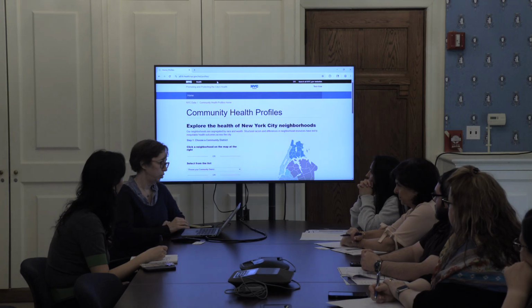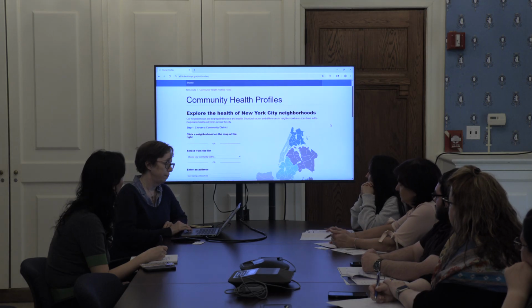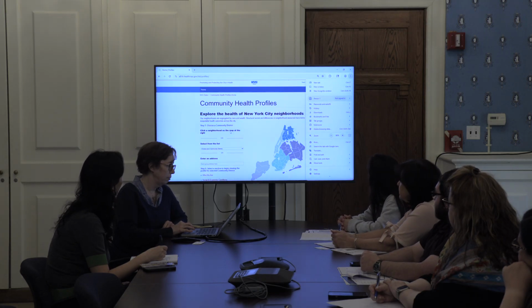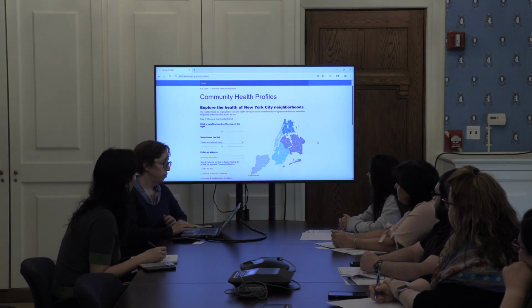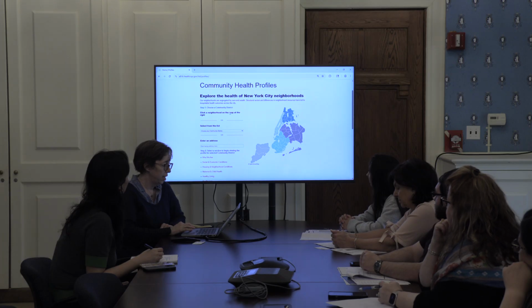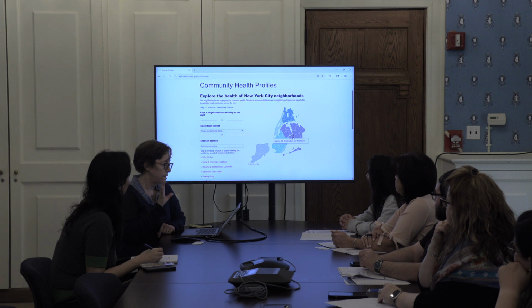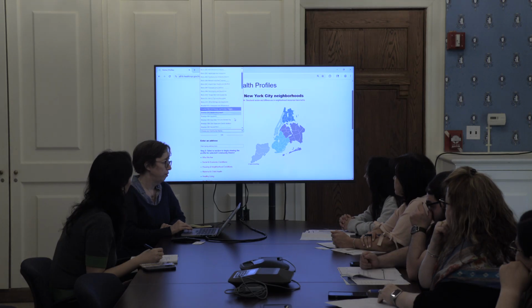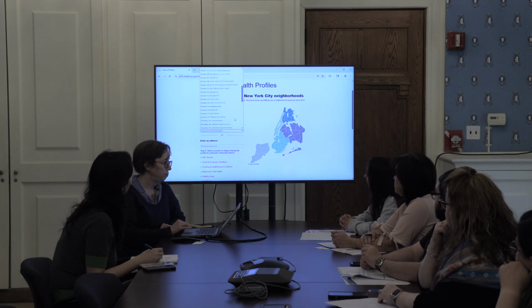nyc.gov/health/profiles is the address you would go to access the profiles online. I will zoom out a little bit so you can see more of it. So, community health profiles. Step 1 is to choose a community district. We can click a neighborhood on the map. If you hover over the map, it will pop up with the name of the neighborhood, or you could select from a list, listed by borough: Bronx, Brooklyn, Manhattan, Queens, Staten Island. Or you can enter an address.